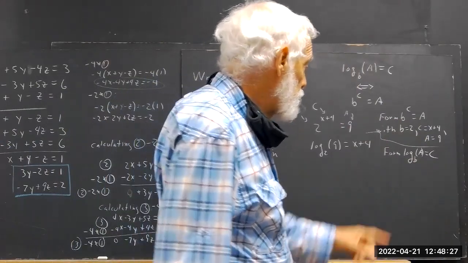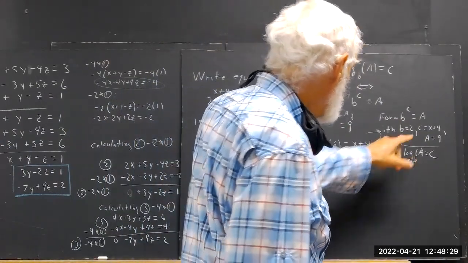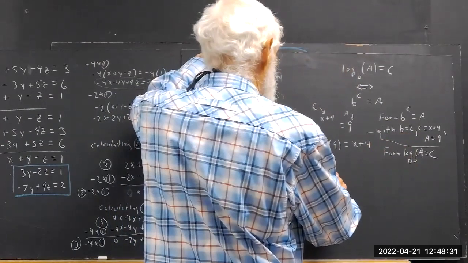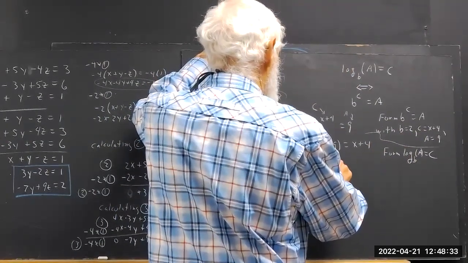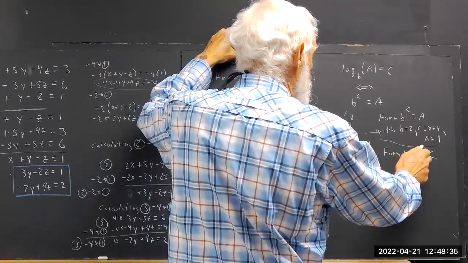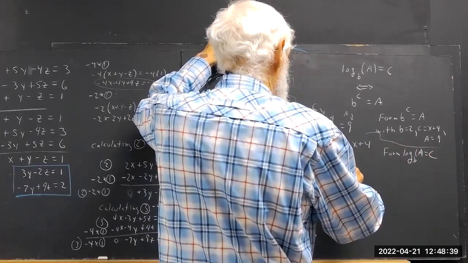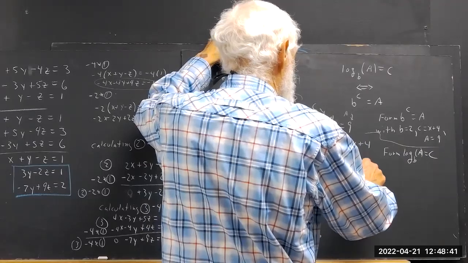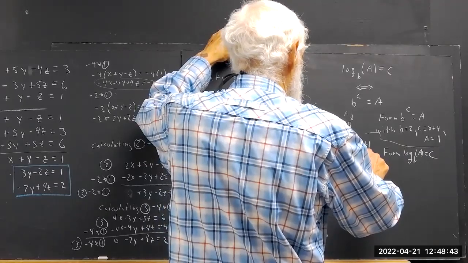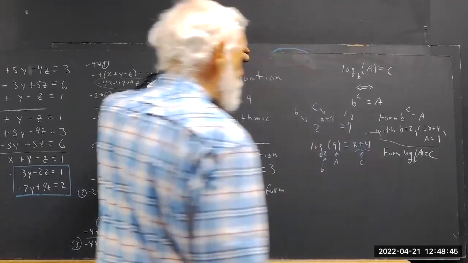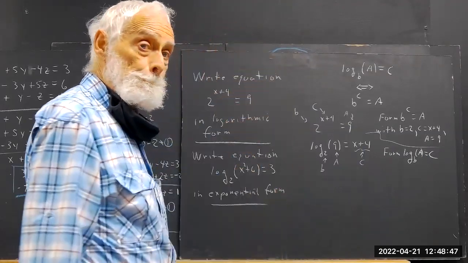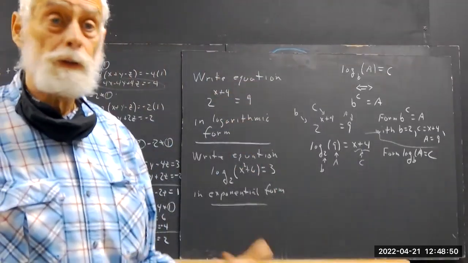Okay, so B is 2. So what right there is B. Log base B of A, well, A is what you're taking the log of then. So here's A. And over here is C. Okay. That's all there is to it.